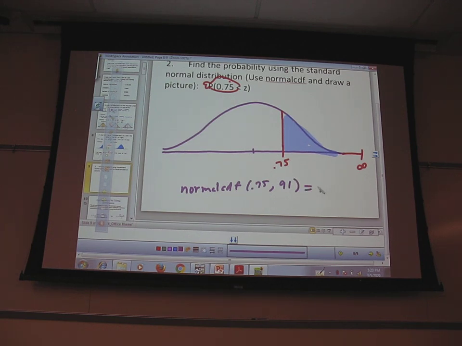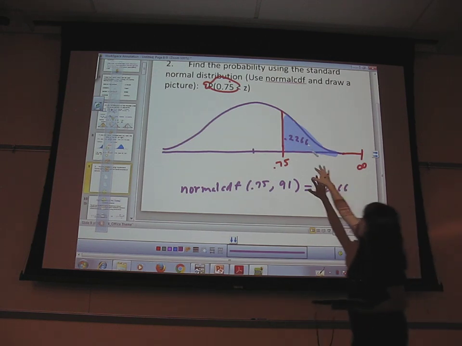0.2266. Okay, so it goes smaller, the next digit smaller than that. Great. So that means this area here is 0.2266 inside of here. That's the probability inside of there.